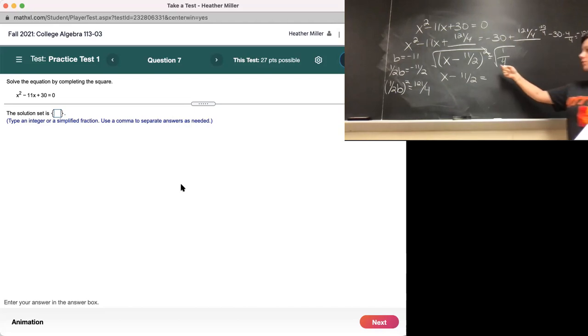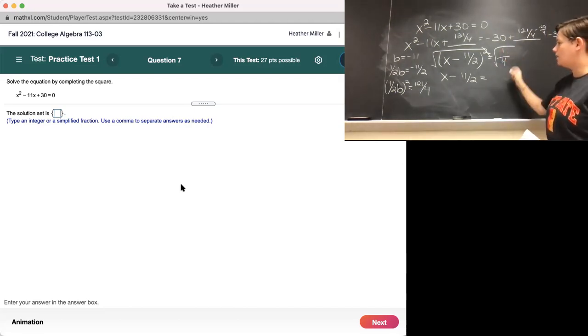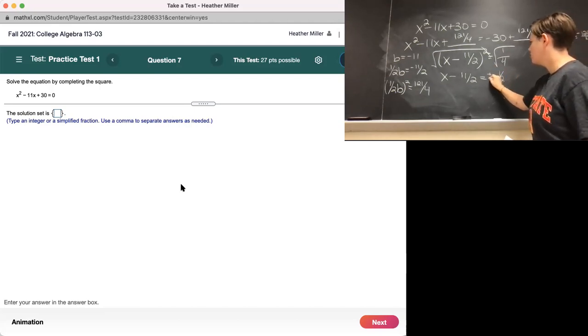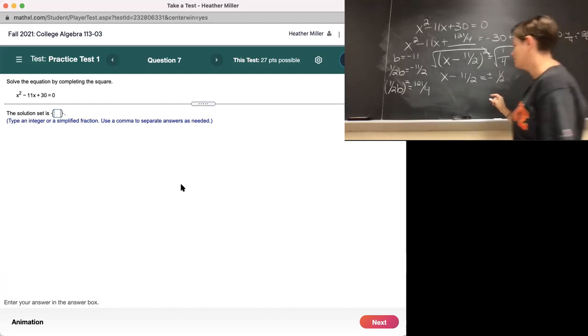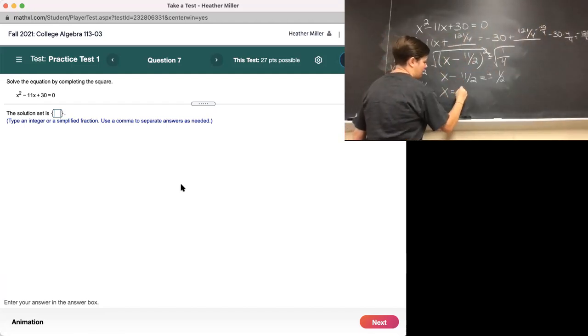If you have a square root, it's a plus or minus. Here's the nice thing. The square root of 1 is 1. The square root of 4 is 2. So we get plus or minus 1/2. So we don't have a nasty radical to deal with the whole time that we're finding our answer, which is nice. So I do need to still add 11/2 to both sides.